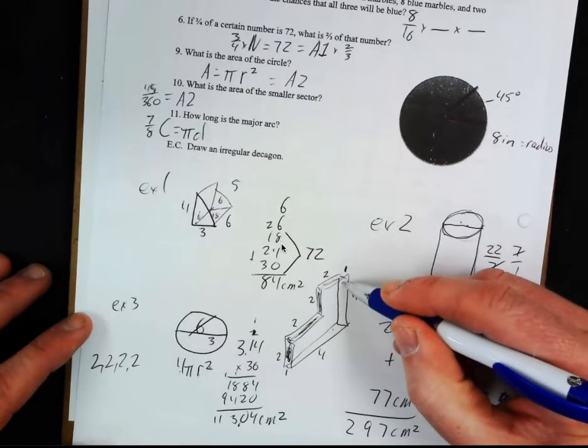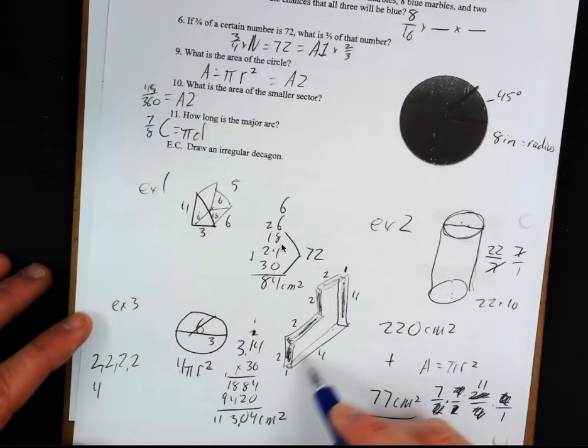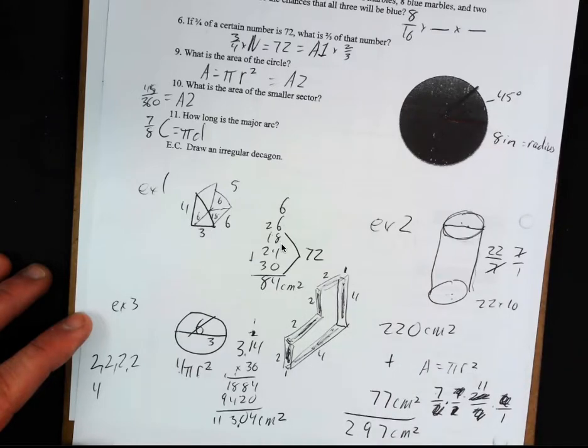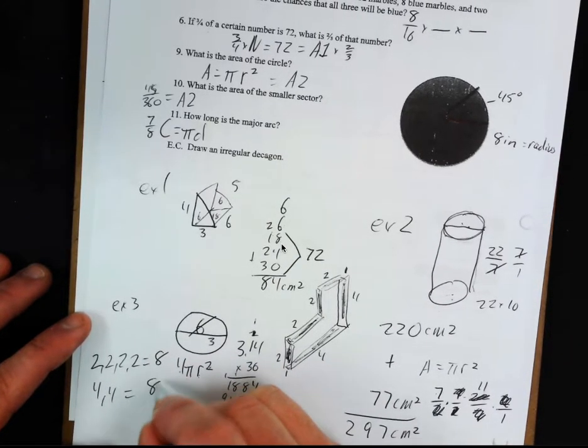Now I'm going down this back side. 1 times 4 is 4. I'm going across the bottom. 1 times 4 is 4. So if I add those all up, that was 8.